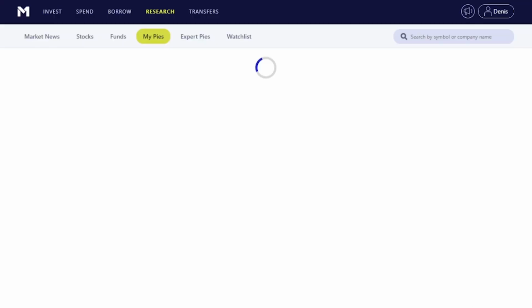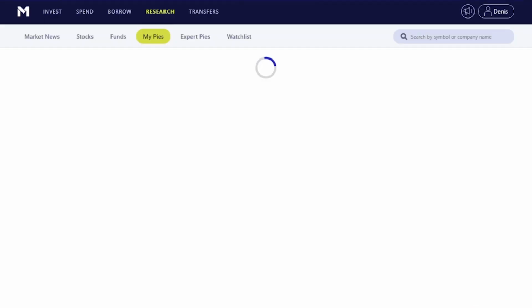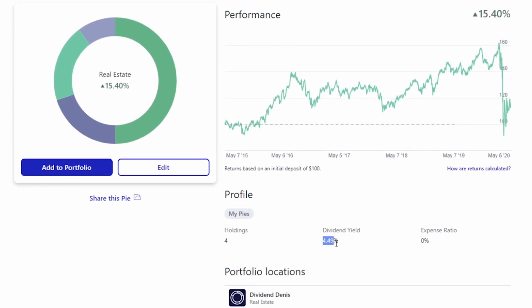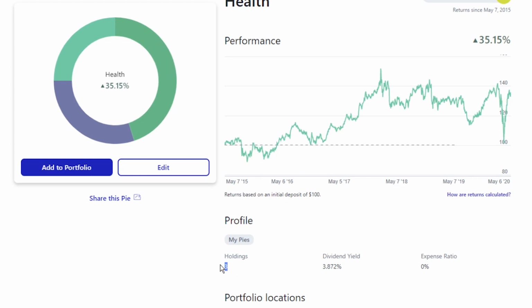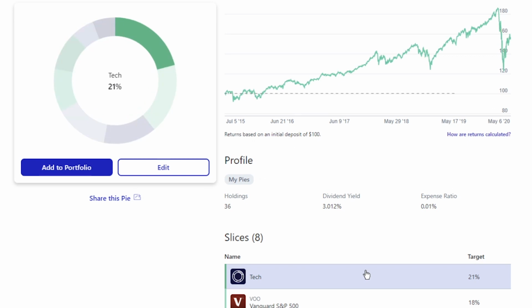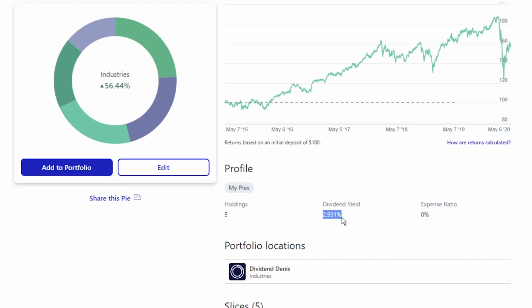Next up is going to be my consumer products. This one right here, again, 6 holdings, and my dividend yield is 3.477%. Got some good dividend-paying companies in here. And then if we go to real estate, we have 4 holdings with a total dividend yield of 4.49%, which I think is pretty good for REITs. And then for health, we're going to look in here. We have only 3 stocks in my health pie, but we are averaging 3.872% on that dividend yield. And for my industries pie, we have 5 holdings, and the average dividend yield is 2.931% out of the 5 companies that I have in there as well.